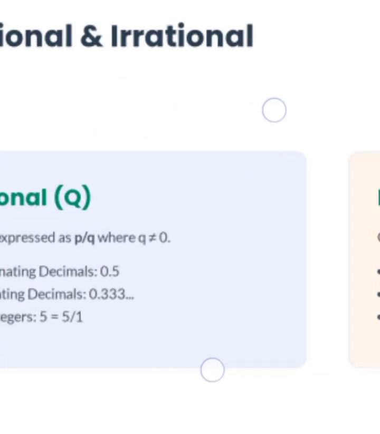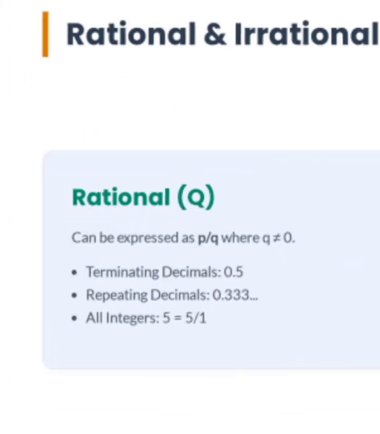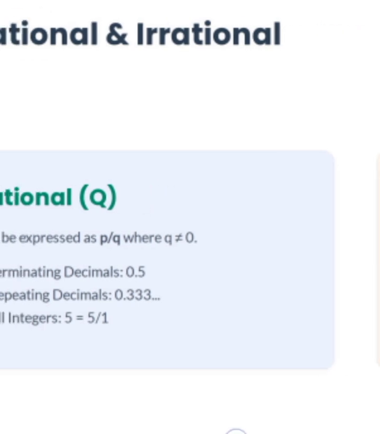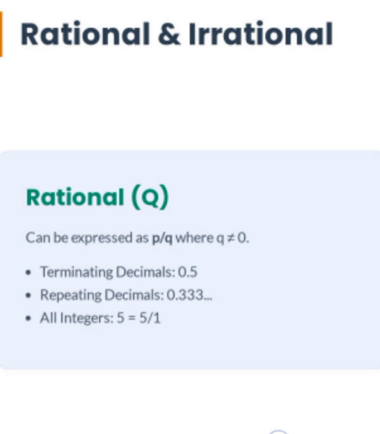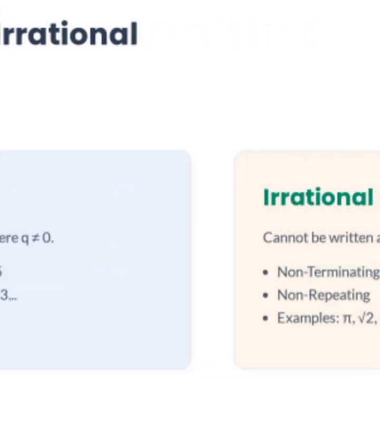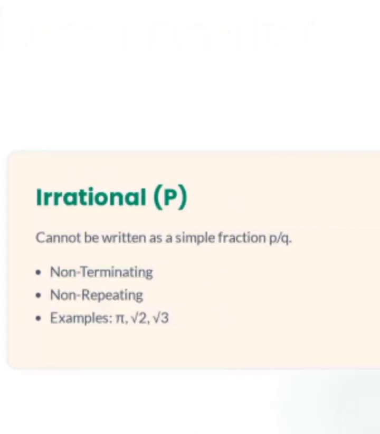Rational numbers are numbers which can be expressed in the form of P by Q, where Q is not equal to 0. Here we can further divide them into terminating decimals, repeating decimals, and all the types of integers would be included in this. And the form would be P by Q fractional form, where Q is not equal to 0. And irrational numbers are simply the opposite of rational numbers.